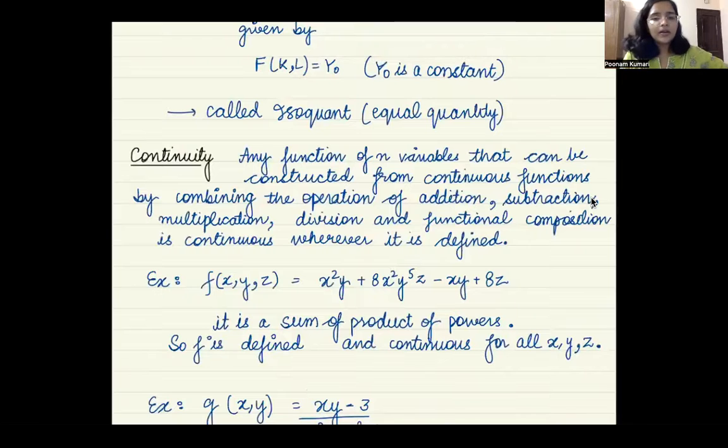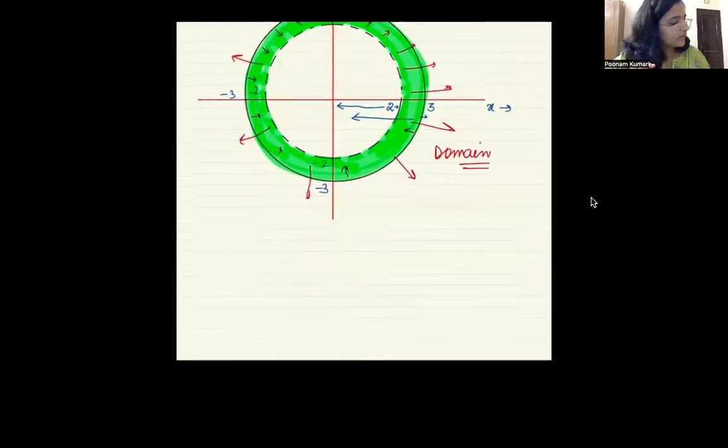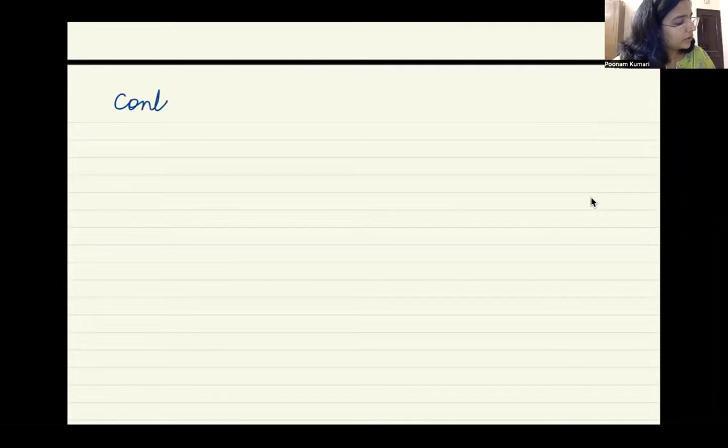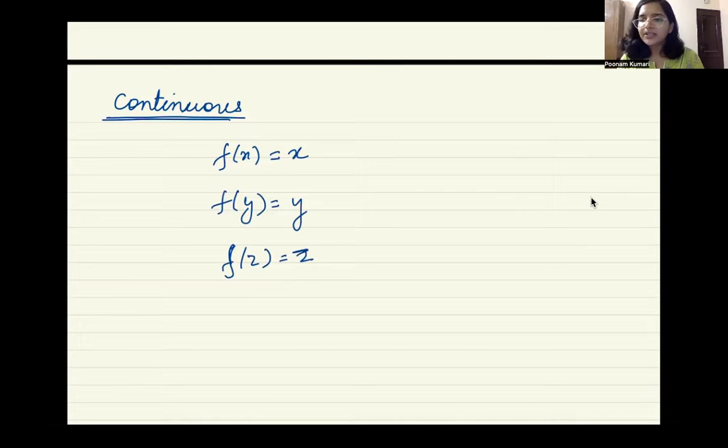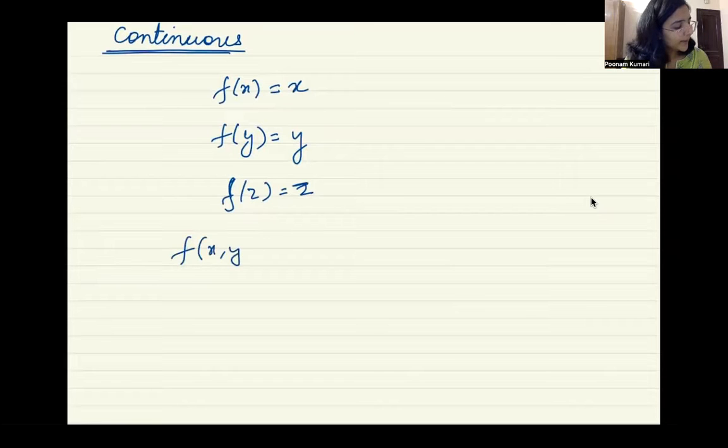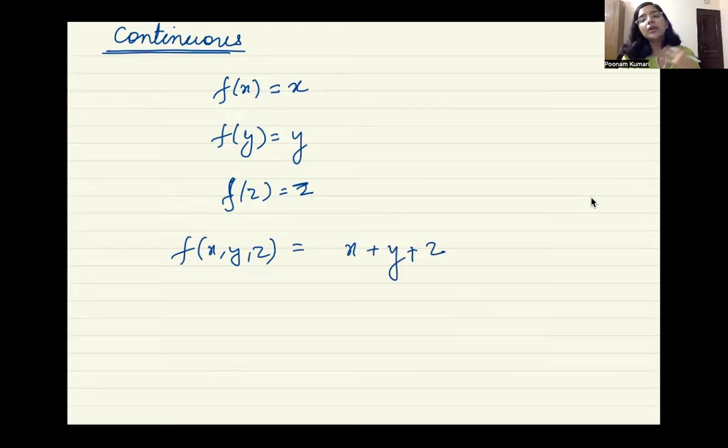Okay, moving on, there is one more simple thing regarding continuity: if you have to tell when a function of n variables will be continuous. If it is made out of a combination of addition, subtraction, multiplication, division or functional composition of functions which are continuous. If I have different functions which are already continuous, if I sum them up, the resultant function will also be continuous. Let's say I have a function f(x) = x, a function f(y) = y, a function f(z) = z. I added all three functions, so the resultant function x + y + z will also be continuous, okay.